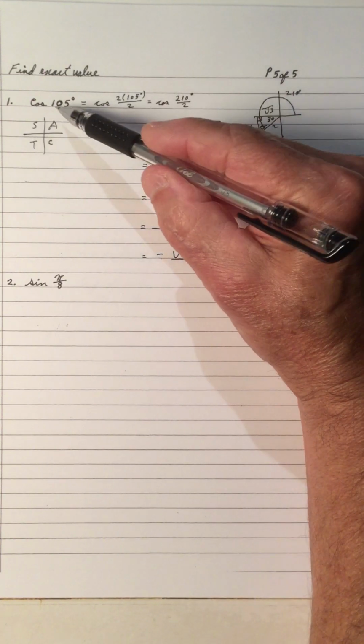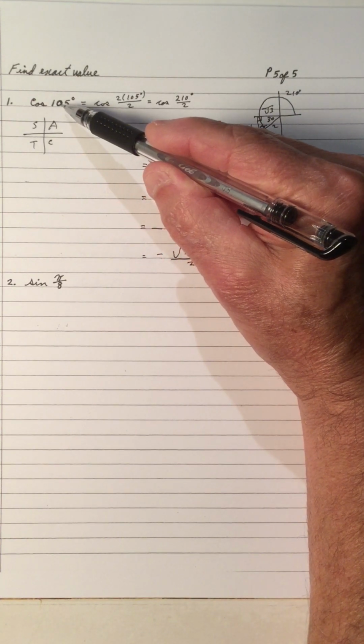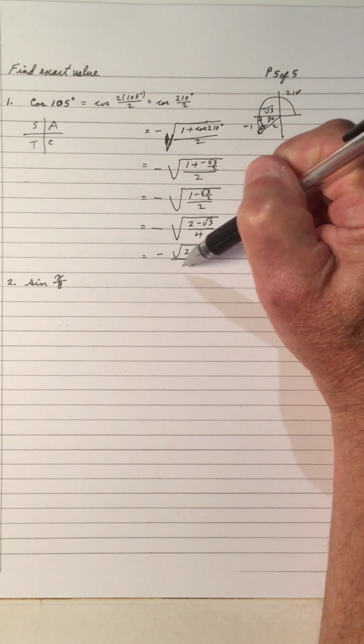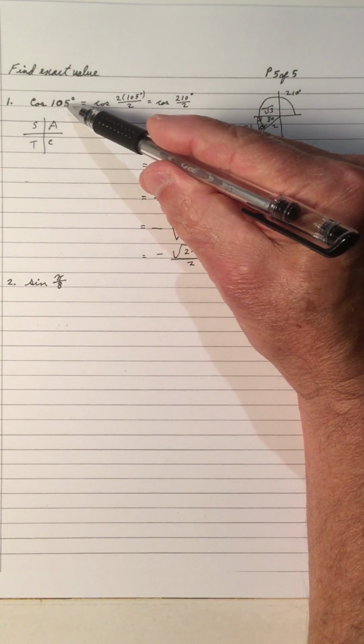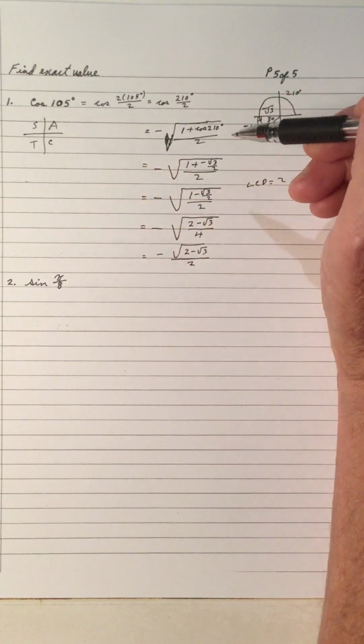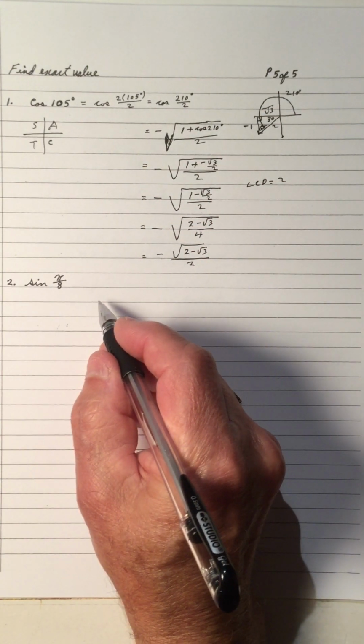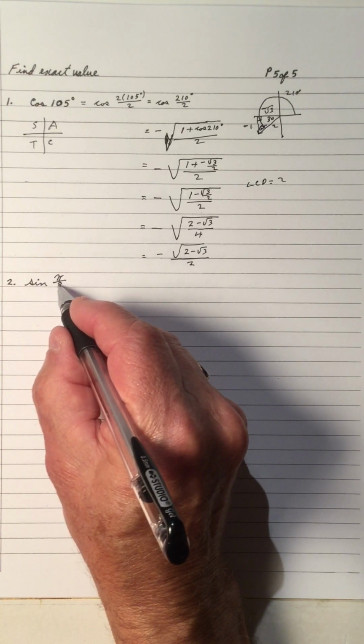And that's the exact value for the cos of 105 degrees. If you took a calculator, which I did just then, and put in 105 and converted it, I would get the same answer as I did for the cos of 105. Excuse me. Now let's do the sine of pi over 8.